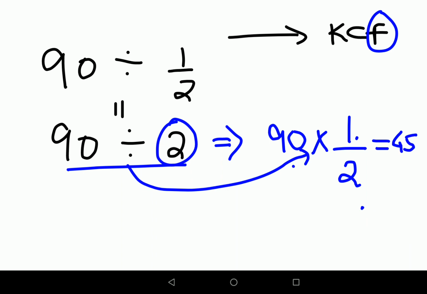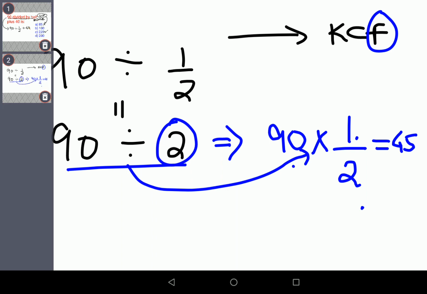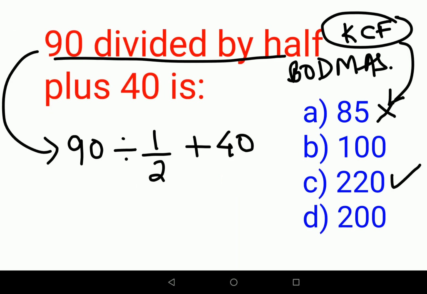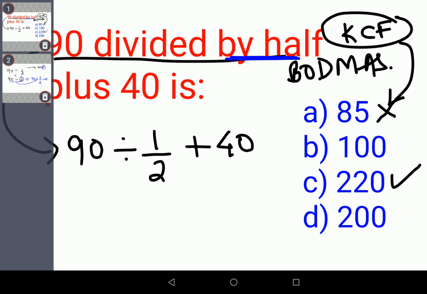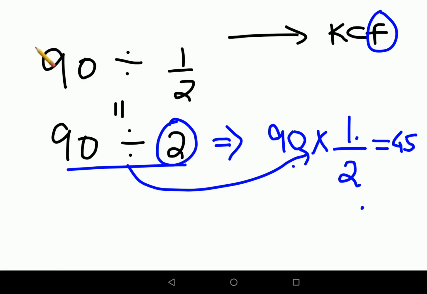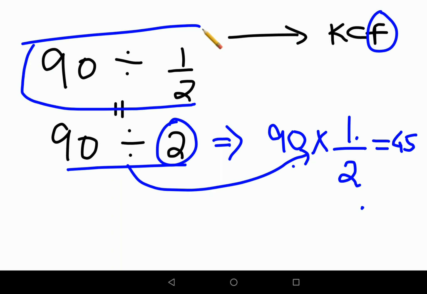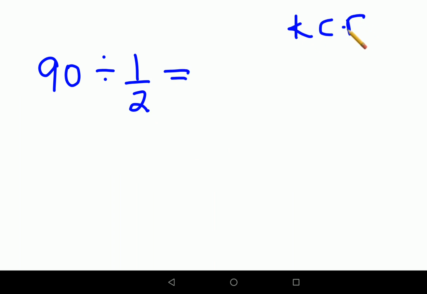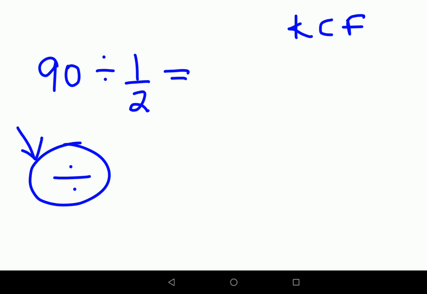Okay, but your question was 90 divided by half. It was 90 divided by half. So you are looking at this particular scenario. So what happens when you do 90 divided by half? Again you'll follow the rule of KCF. Please understand, this KCF is specifically done when there is a division sign involved, only and only for the division sign. Apart from the division sign, you are not supposed to be using this anywhere else.